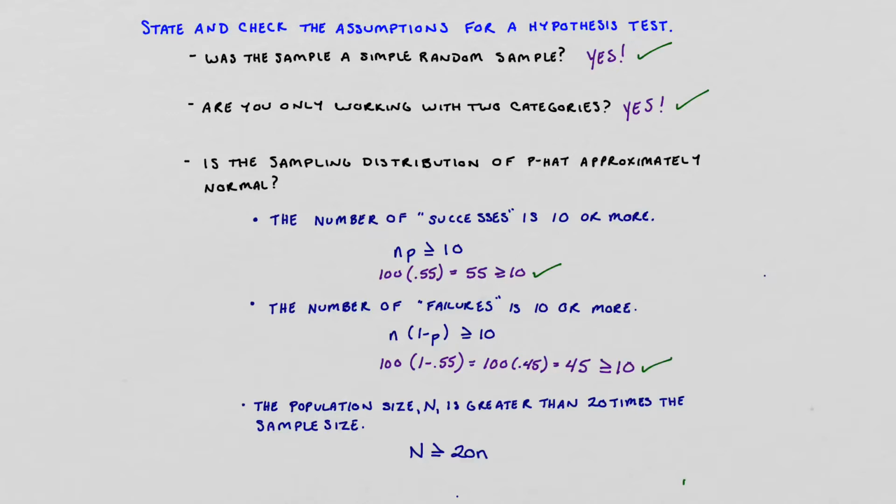The third point here, the population size, which we refer to as capital N, is greater than 20 times the sample size. We can kind of assume here, or you could Google the American population size. But in this case, if we did 20 times our sample of 100, that gives us 2,000. I'm pretty confident that there are more than 2,000 Americans. So this last one, it may not be necessary. You can kind of maybe go more off of assumptions, but you definitely want to check to make sure that you have at least 10 or more successes and 10 or more failures.